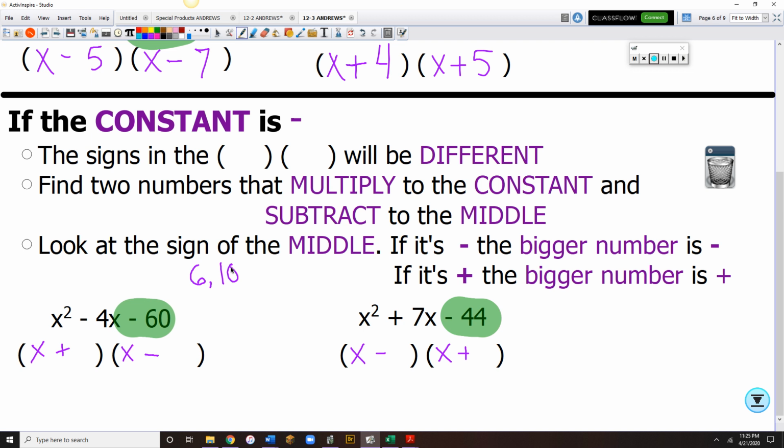Here's the key point. Look at the sign of the middle. If it's subtract, like this one is, then the larger number gets the subtraction sign, and the other number goes to the plus. If it's plus, then the larger number goes to the plus. So 11 times 4 gives me 44. The larger number gets that same sign, gets that plus. So everything's going to be mixed up, and that's how we're going to have to work through this.